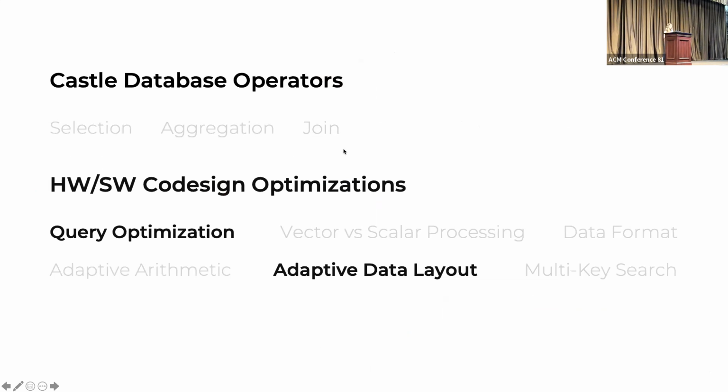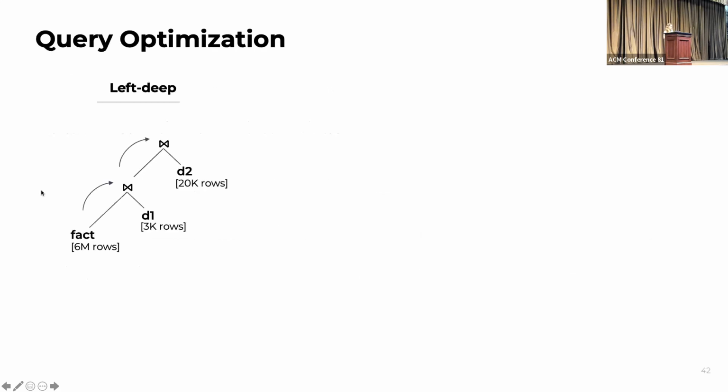So let's see some of the optimizations that we propose in the paper. We just have time for 2 today. The first one is the software optimization. Typically queries have more than one operator. Here I'm showing 2 joins. We're trying to combine a very large fact table with 2 dimension or smaller tables.